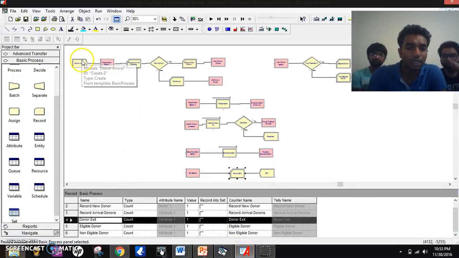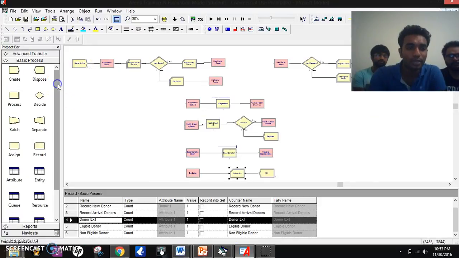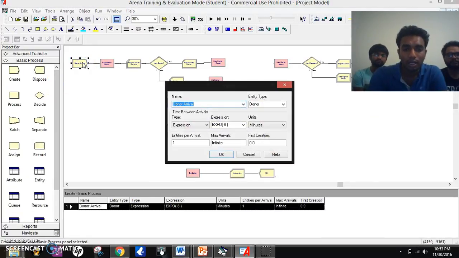So first we use the create module for our donor arrival in our system. We use the expression exponential 8 for our donors who come into our system, and we decide that only one entity is per arrival, and the maximum arrivals is infinity because it's a blood donation camp, so any donor can come to donate blood. We got the expression exponential 8 by using the input analyzer.